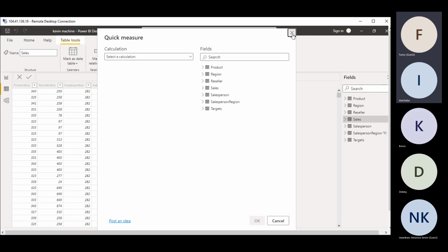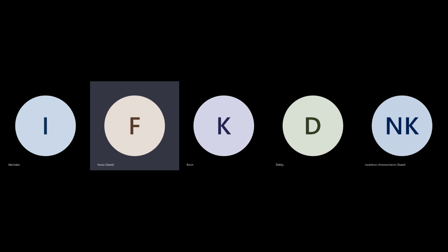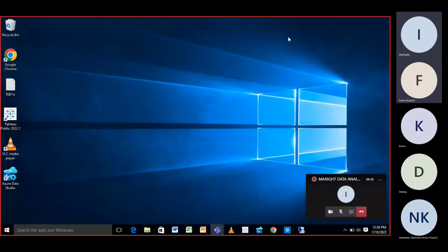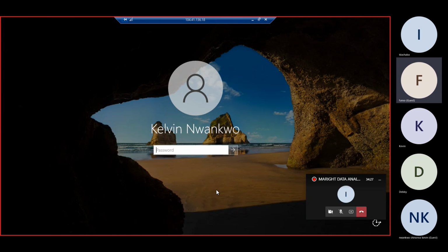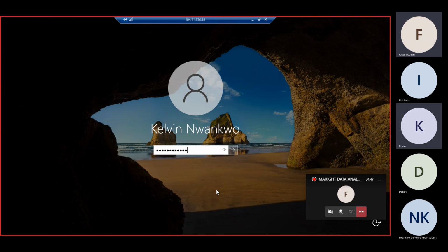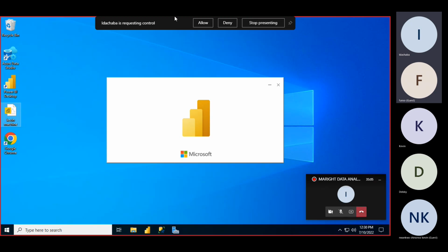Okay. Let me see, because I'm actually inside your VM. Share your screen. Oh, that's good. Can you bring up your Kelvin machine? You're asking me for password, isn't it? You're forgetting your password. It's the password now. Nigeria 2022. So I'd like to request control. Can you click allow in case I need to take over your environment?